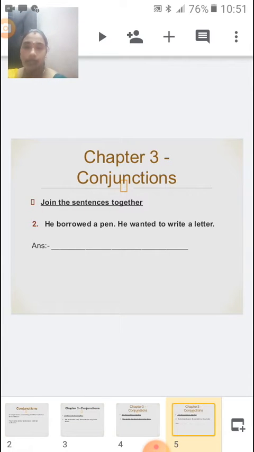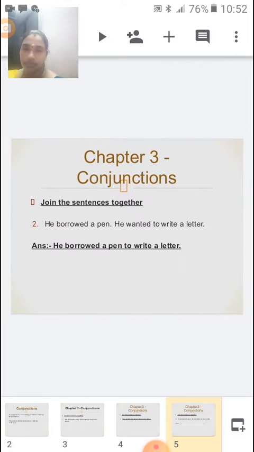Next sentence. He borrowed a pen. He wanted to write a letter. Here this person is borrowing a pen to write a letter. In both places we have "he", so remove one "he" and join them using a conjunction. How will you join this? He borrowed a pen to write a letter.